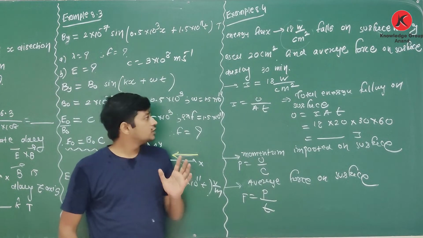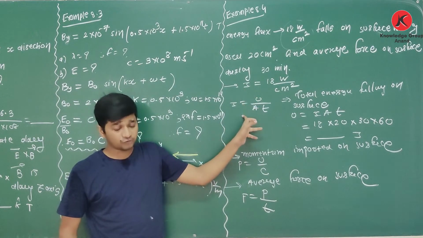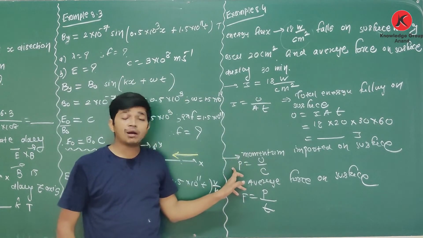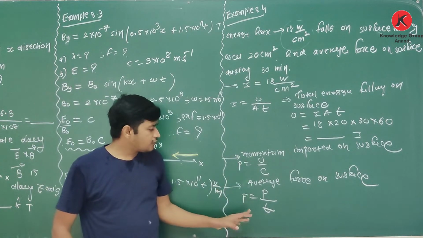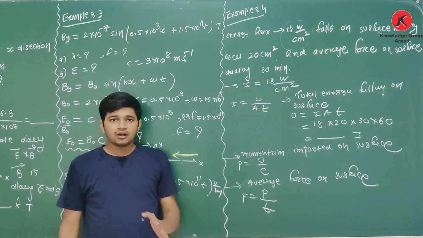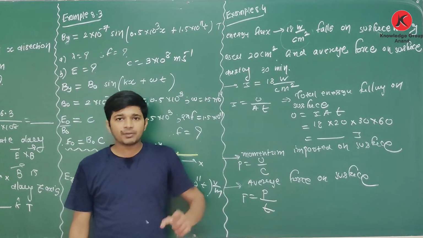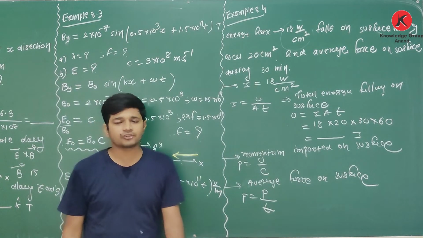Clear about this? So yes, first of all, from the equation of intensity, you have to find what is total energy. Then from the equation of total energy, find what is momentum. Yes, it is one of the characteristics of electromagnetic waves. Then find force. F is equal to this P upon T. So simple. All questions are based on equations, so if you remember the equations, you can solve such questions easily. Clear about this? Okay.